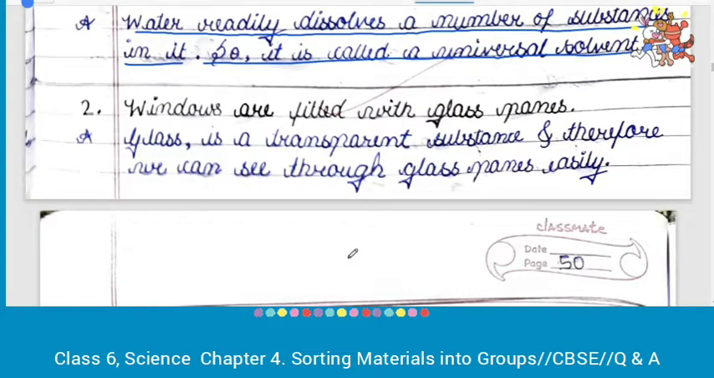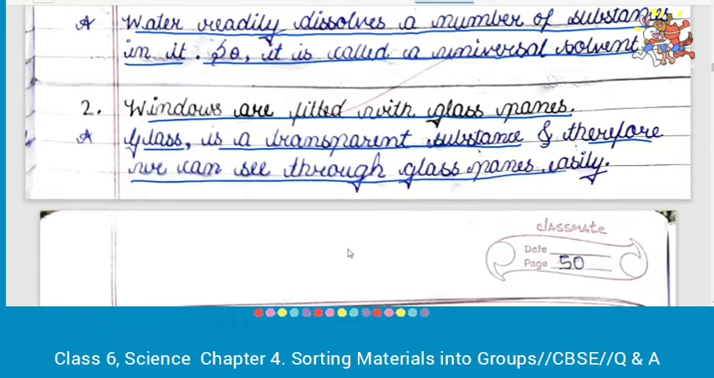And windows are fitted with glass panes. Why? Glass is a transparent substance and therefore we can see through glass panes easily.